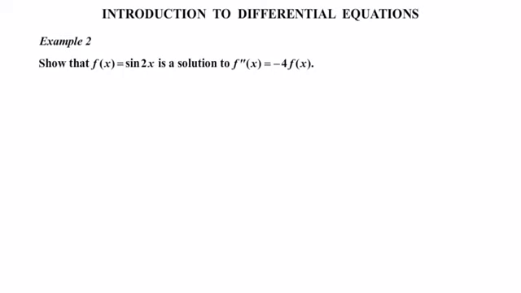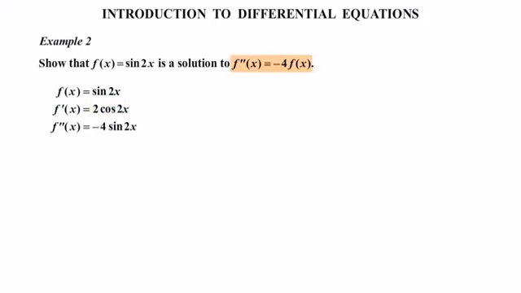We're asked to show that f(x) equals sine 2x is a solution to f''(x) equals negative 4 f(x). Alright, well let's just start off with that basic equation there, f(x) equals sine 2x. Now let's work with that and we'll differentiate. So our first derivative will get f'(x), and if we differentiate sine 2x, we get 2 cos 2x. Now we need to actually get this and differentiate again, giving us our second derivative. So the derivative of 2 cos 2x, now remember we'll have a minus in here, it's minus 4 sine 2x.